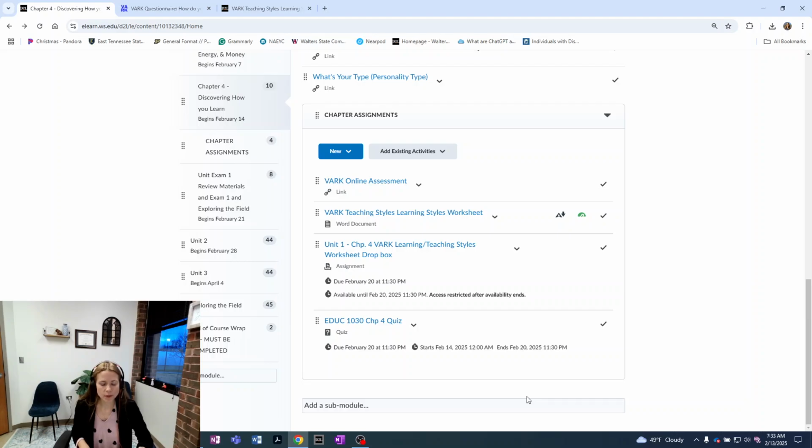Look at table 4.2. It's really giving you a snippet of the section, and also look at table 4.3 because it's really going to give you some great study strategies based on what type you are, right?